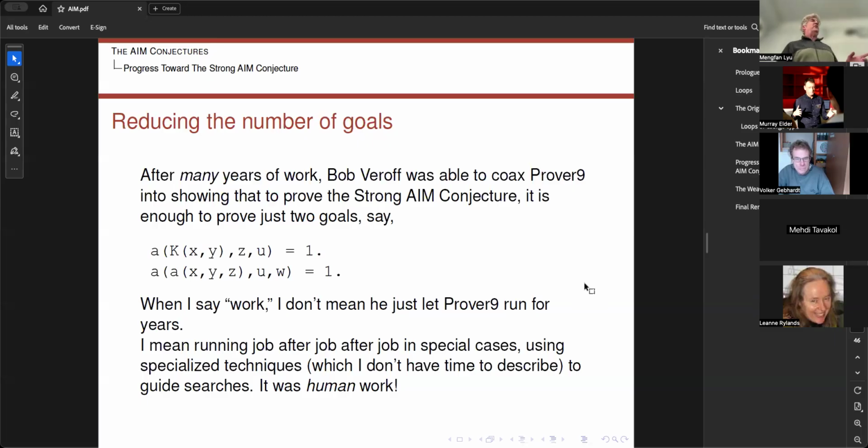Now, I don't mean just that he let Prover9 run for a long time. This took a lot of actual human work, resetting jobs, changing parameters, guiding the searches, using various specialized techniques that I wish I had time to describe. So this was actual genuine work. He has a lot more patience for this kind of thing than I do.